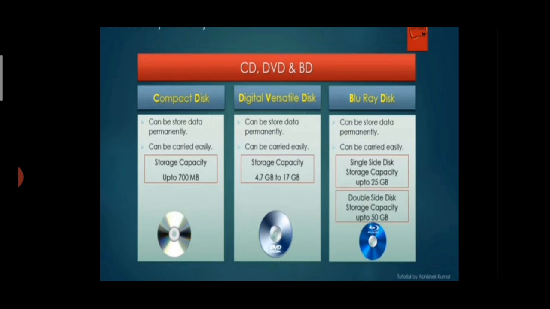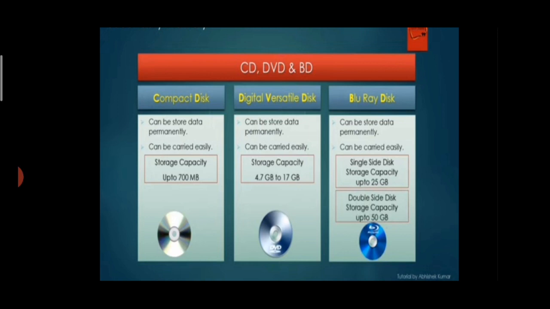Blu-ray disc can also store data permanently, it can be carried easily, and it looks like a DVD and CD. So these two were the similarities between compact disc, DVD and Blu-ray disc. These two points are common in all three of them: they can store data permanently and can be carried easily, but the storage capacity of each device is different.